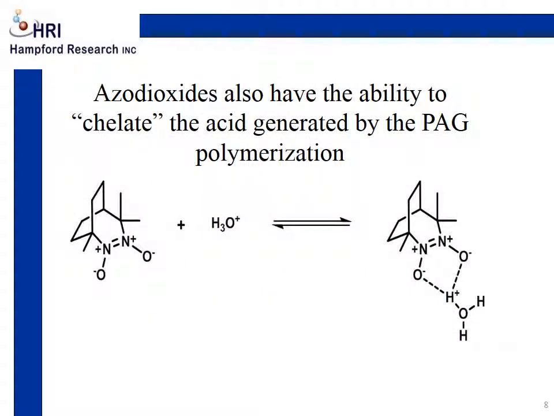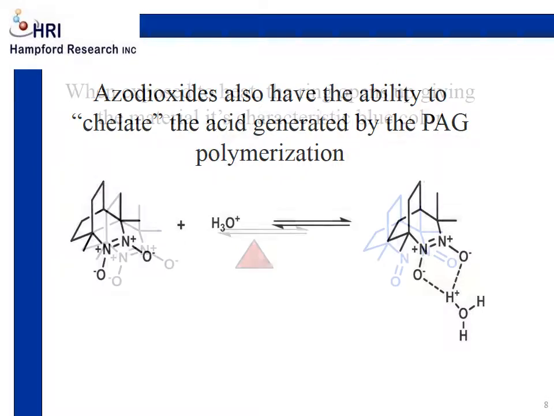Let's take a closer look at how these unique molecules work. Azo dioxides have the ability to chelate the acid generated by the photoacid generator that produces polymerization. Here on the left you see the azo dioxide. The H3O represents the acid generated by the PAG, and you see here how the azo dioxide actually chelates the free acid, preventing polymerization from occurring.